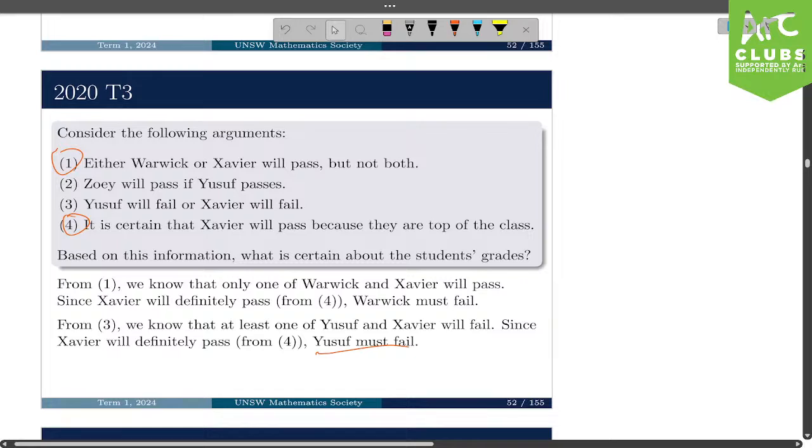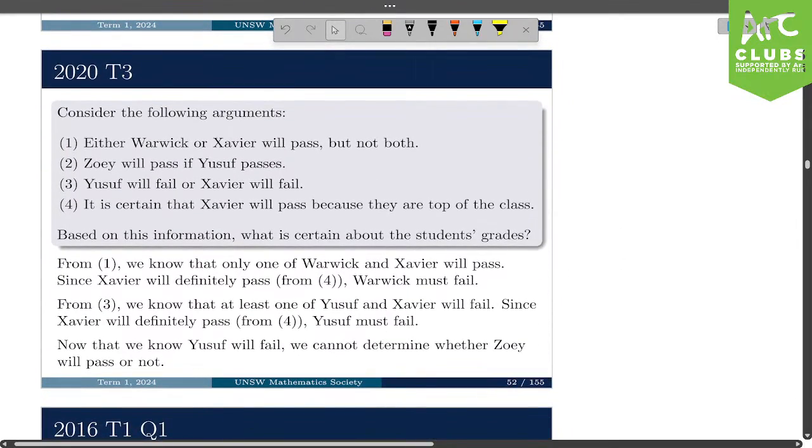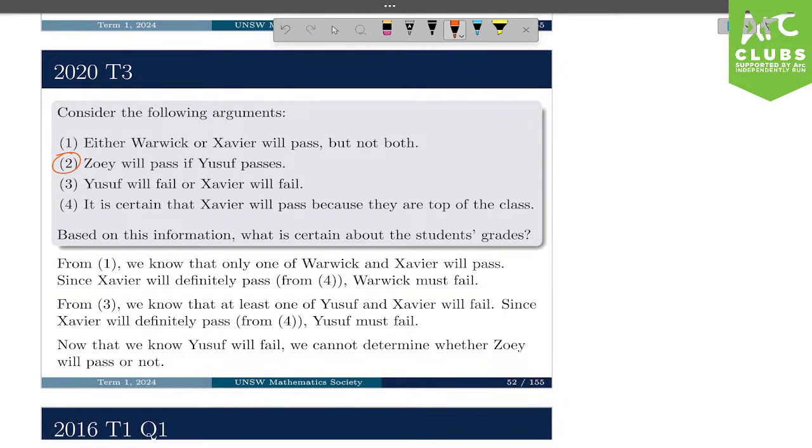But we don't know anything about Zoe yet. And the only statement where we know something about Zoe is statement 2 over here. With that, we see that Zoe will pass if Yusuf passes. So we know Yusuf didn't pass. And this is an issue because this implication doesn't say anything about whether or not Zoe will pass.